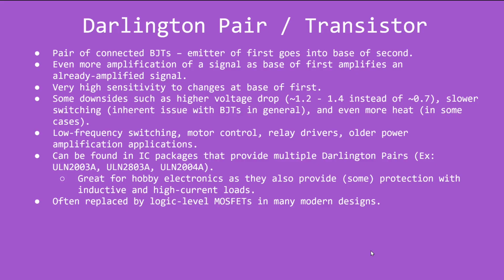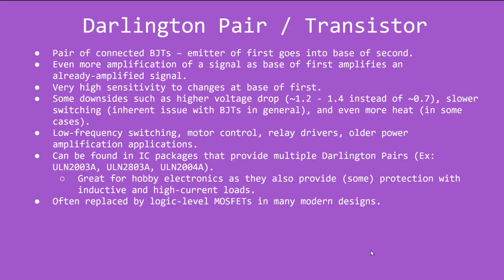Now, I mentioned what's known as a Darlington pair or Darlington transistor. When it's called a Darlington transistor, that confuses people. They think it's some kind of new, other transistor when it's not. It's just a connected pair of BJTs. The emitter of one simply goes into the base of the second. Well, what does this provide? It provides even more amplification of a signal, as the second amplifies an already amplified signal. It has very high sensitivity to changes at the base of the first one.